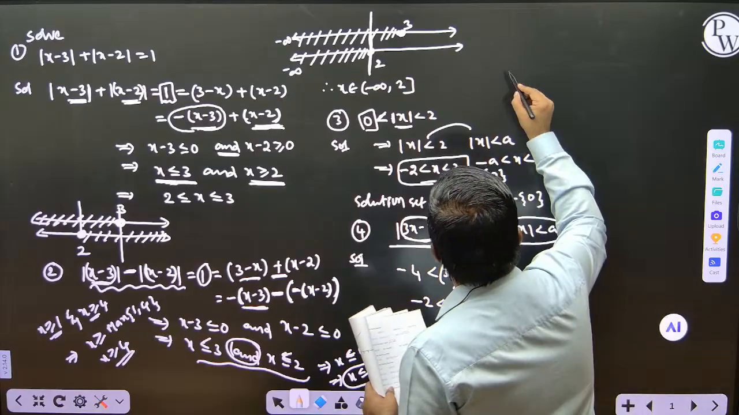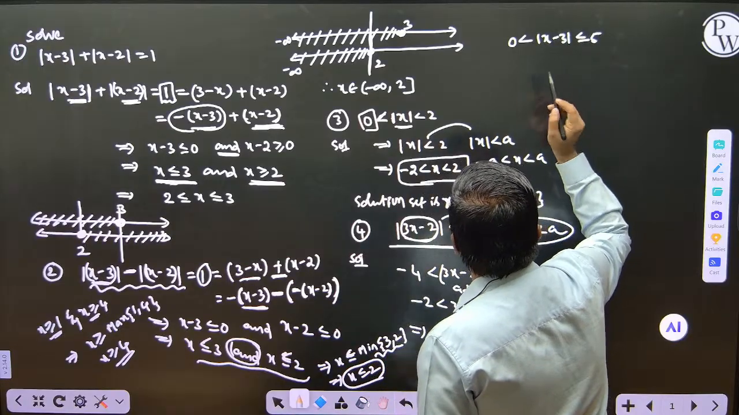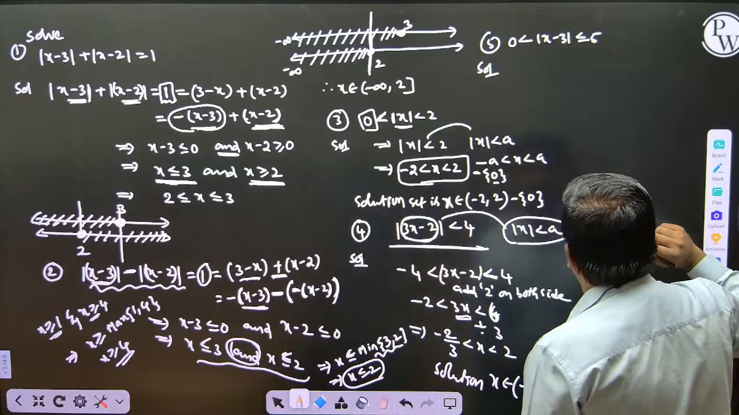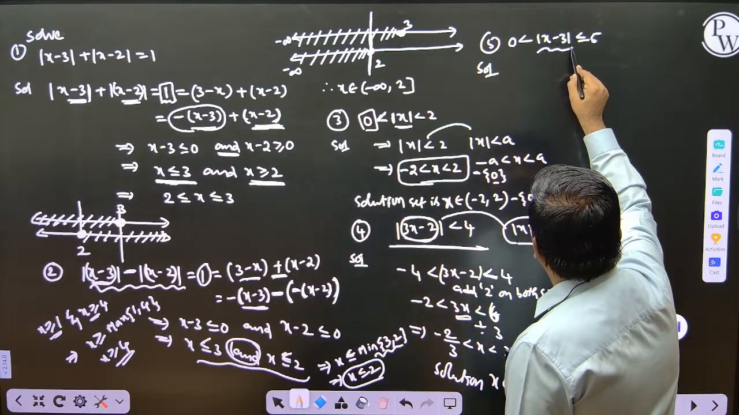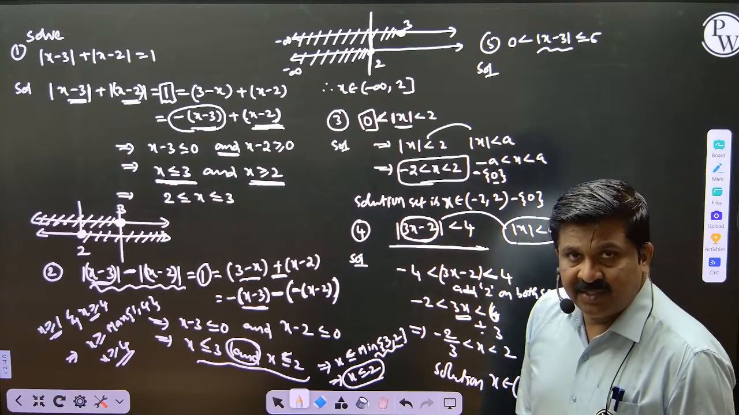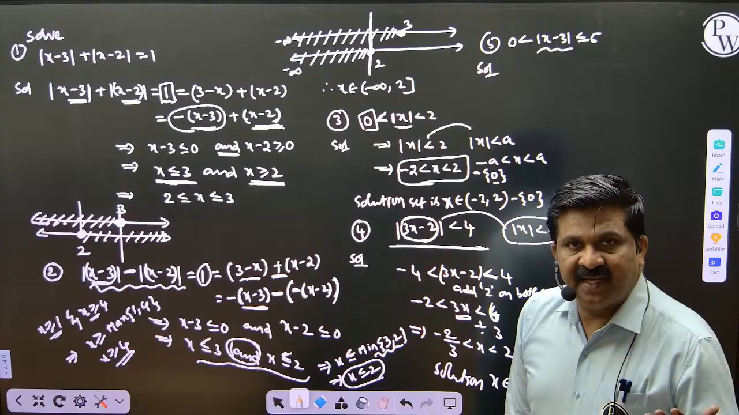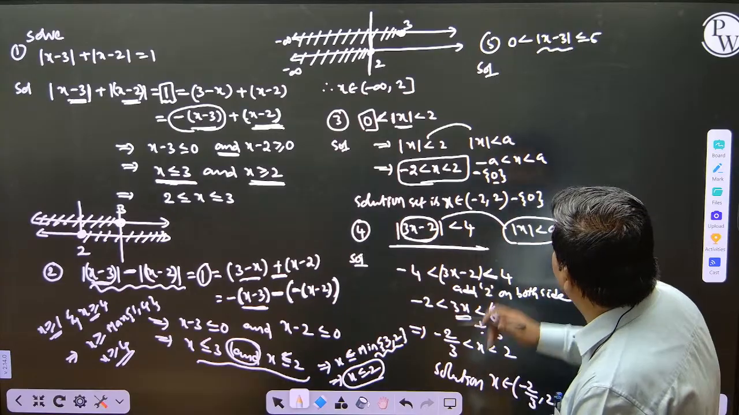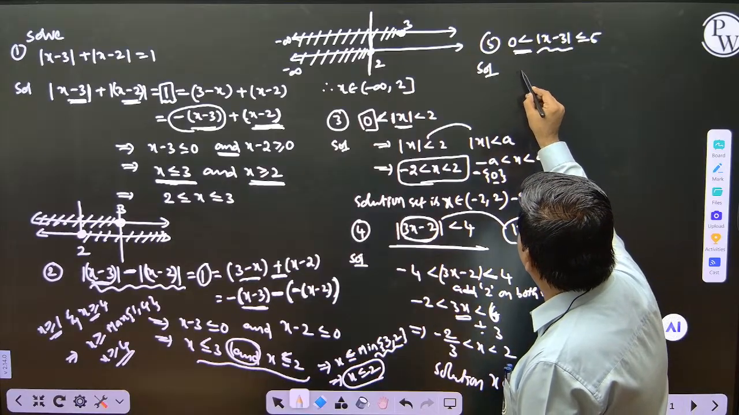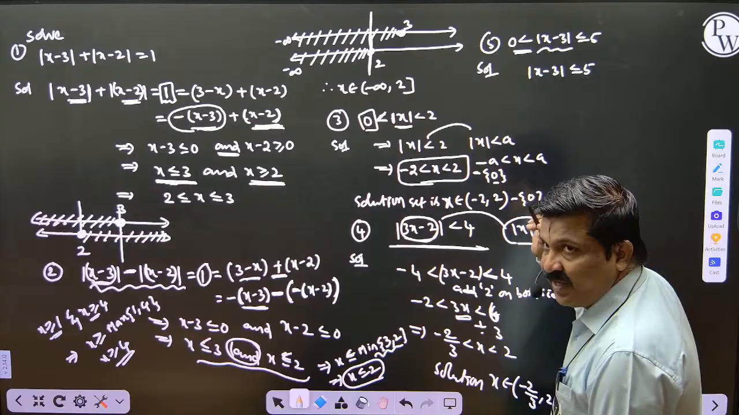Similarly, look at 0 less than modulus of x minus 3 less than or equal to 5. While finding the solution, keep one point in mind. Modulus of x minus 3 is always greater than or equal to 0, maybe greater than 0 or equal to 0. But here 0 is not considered. So you take modulus of x minus 3 less than or equal to 5 only.